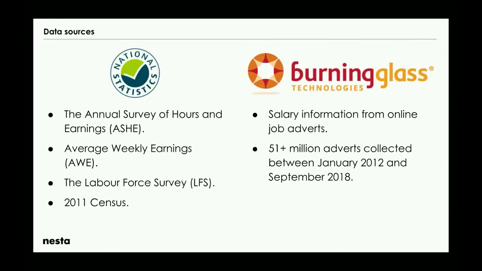We also got some information from the 2011 census. Specifically, we had to use a crosswalk between occupations and industries, for reasons that will soon be clearer. In terms of job adverts, our data sets consist of job adverts from Burning Glass. We have more than 51 million job adverts, and these were collected between 2012 and 2018.